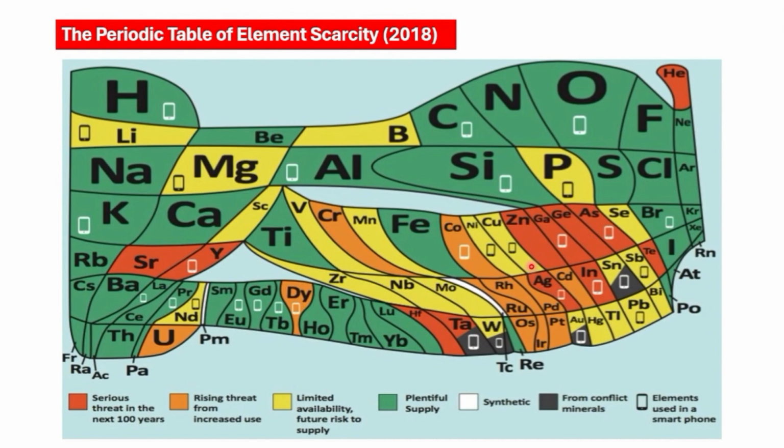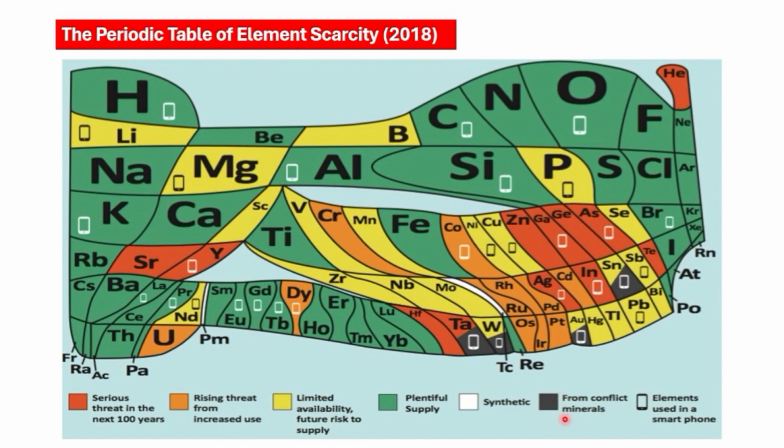Now next one, we have the periodic table of element scarcity. In this table, they have mapped the abundance of the elements. For example, if you see this green one, that means plentiful supply. Hydrogen, sodium, potassium, calcium, the abundance is more in nature. Now if you see the yellow ones, that has limited availability, future risk to supply. Vanadium, scandium, manganese, nickel, copper, these are the yellow ones. These white ones are the synthetic ones. There are some more, and you can see technetium in white color.